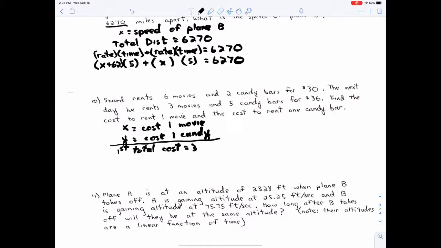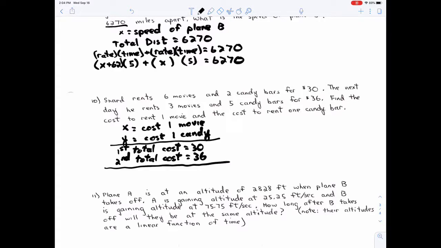Equals 30. Second total cost equals 36. Now, at this point, try and write the equations. Stop the video, write the equations. I'm just going to write the final equations. And if you have questions at this point, you need to talk to me.